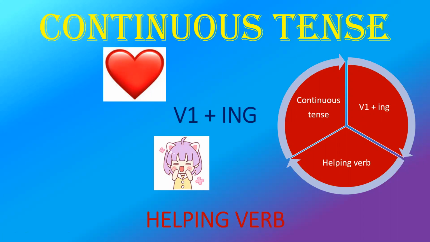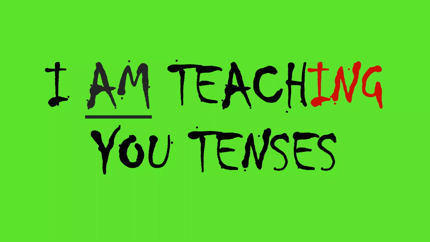That means continuous tense loves the verb's first form, and the verb's first form plus ing loves the helping verb. I am teaching you tenses. So here the verb is teach, which has ing with it. That means the verb's first form plus ing because it is continuous tense. And the verb's first form plus ing has a girlfriend, the helping verb, so a helping verb is also there, that is am.